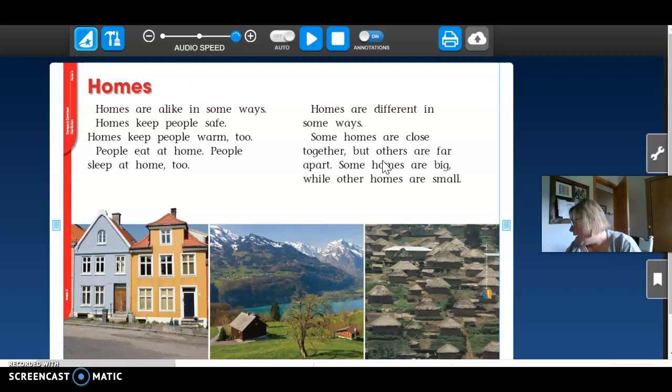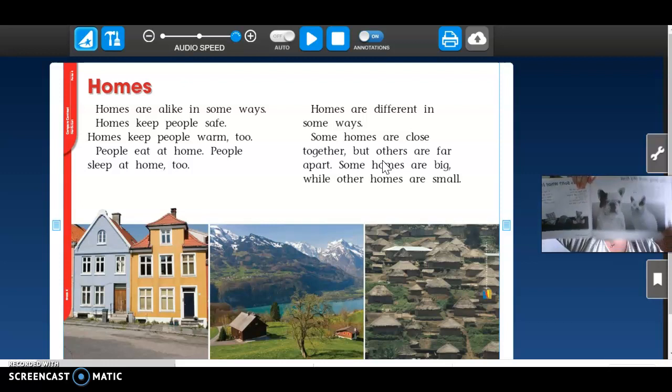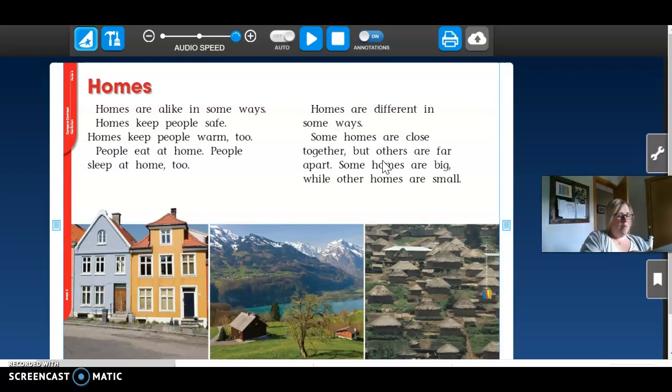In your text for close reading book, which is this book right here, you can find this on page 112. My Cat and My Dog was on page 110, so here's 110, and then today for Homes we're on 112. So you can find that also in your book at home, Text for Close Reading, okay?